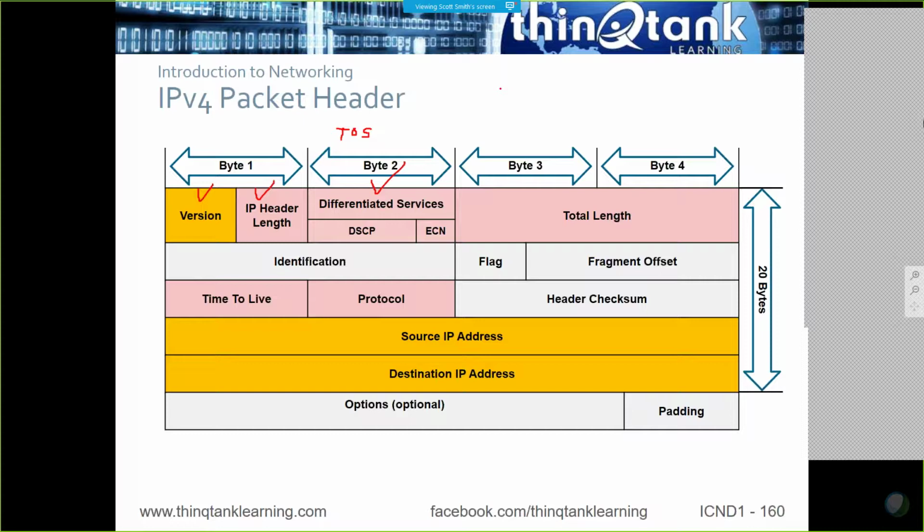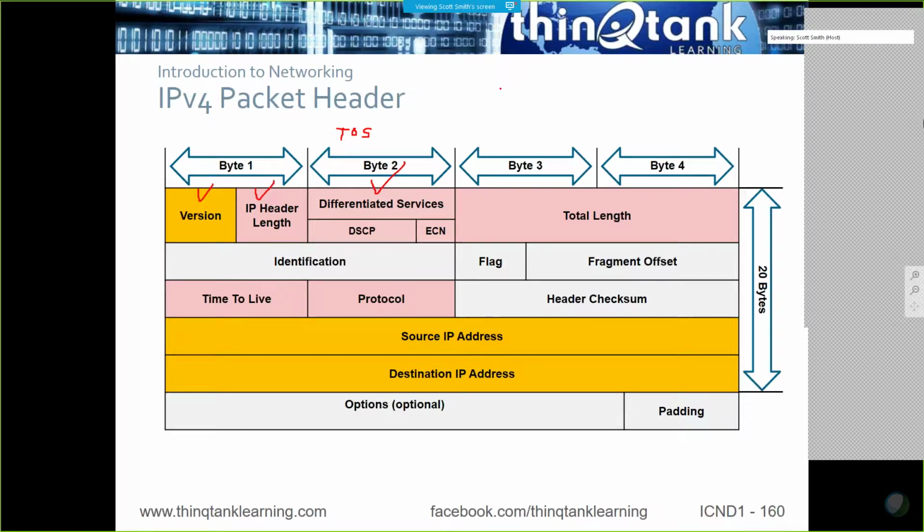We've got ECN bits as well. There's 2 of those. The ECN bits are called explicit congestion notification. It's also another QoS property that we can set and so on. Okay?